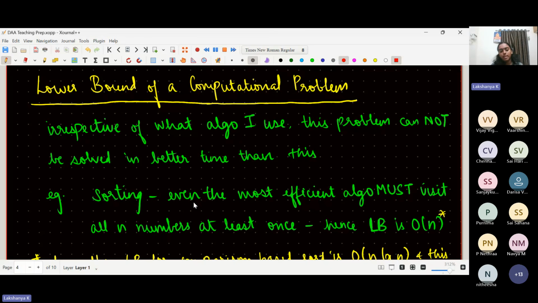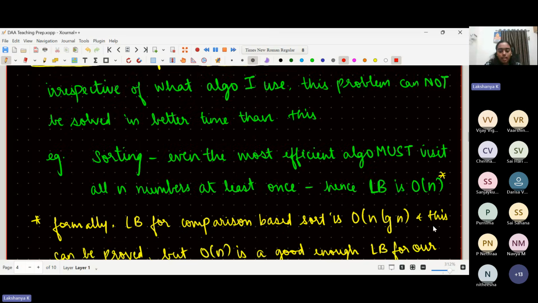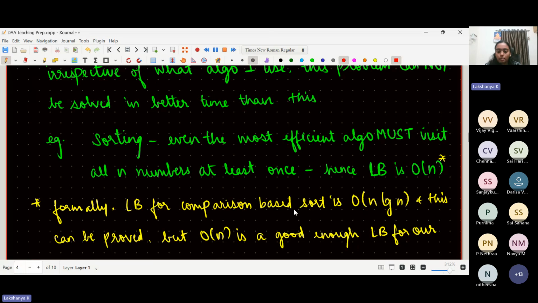But the bare minimum necessity is every one of those n elements must be visited at least once. So the lower bound is going to be at least order of n. Now, mathematically, you can prove that for any comparison based sorting, the actual lower bound is order of n log n. But if we're saying the lower bound is n log n, it means any algorithm I use is going to be at least n log n. Then obviously it is going to be at least n, right? So this is a good enough lower bound for our purposes right now.